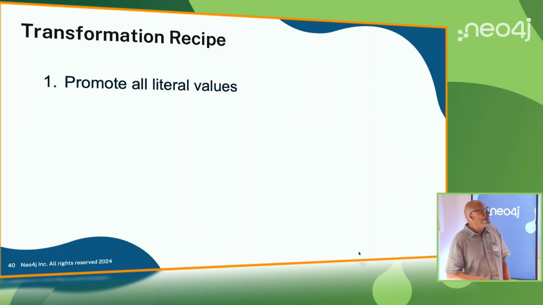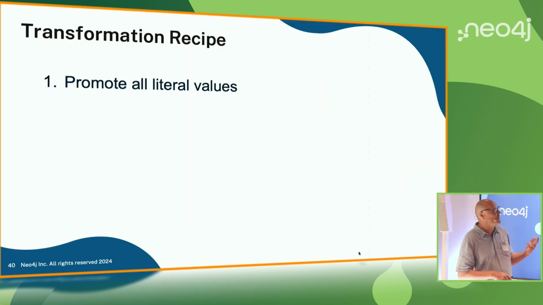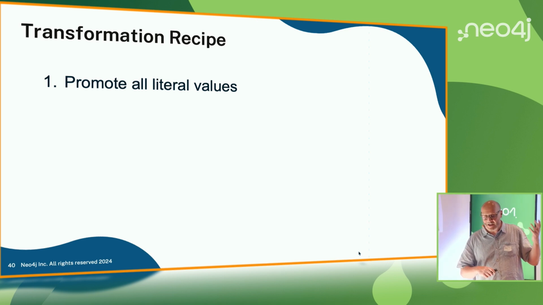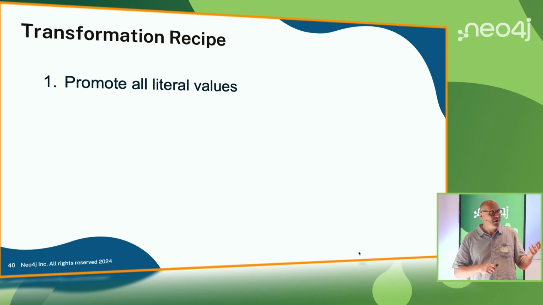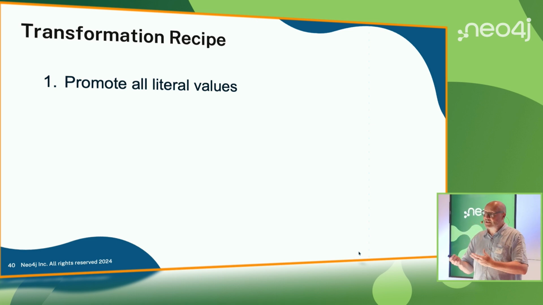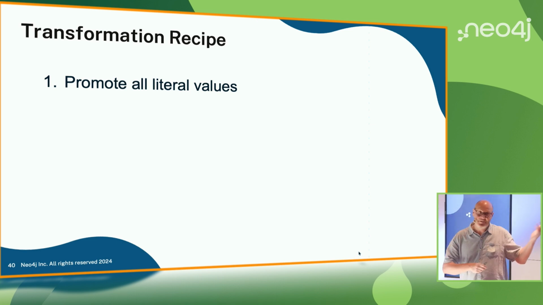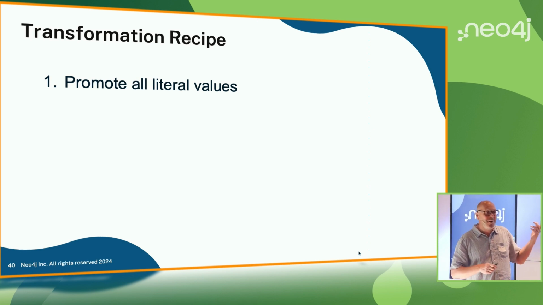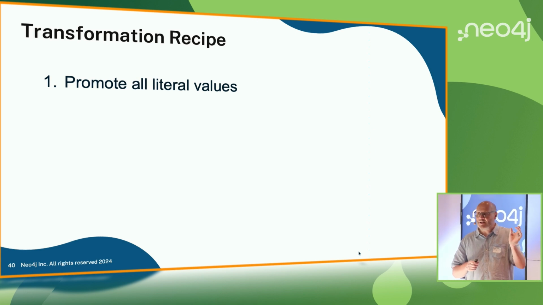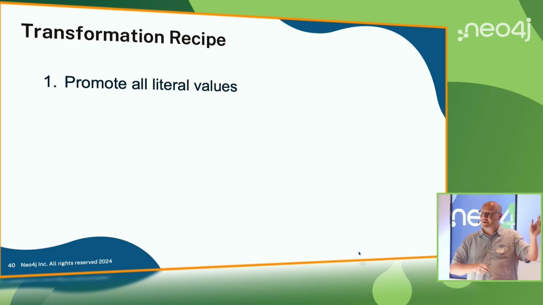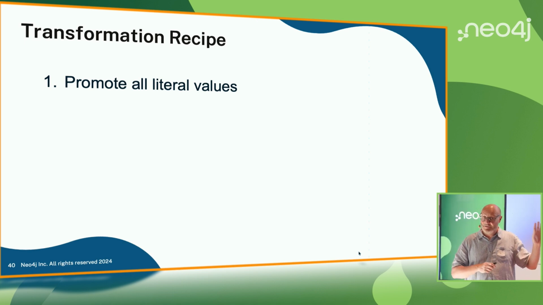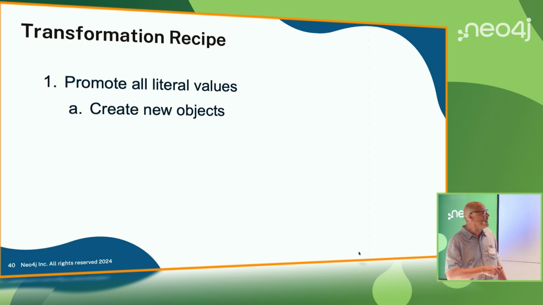So our transformation recipe changes. If we're going to include this relationship information about provenance, we need to promote all the literal values. If we look at our dosage of 300 milligrams, if that's for a particular tablet form, we have to turn that 300 milligrams into a node in its own right, so we can write a relationship property to it. So all the literal values within the RDF graph have to be promoted.